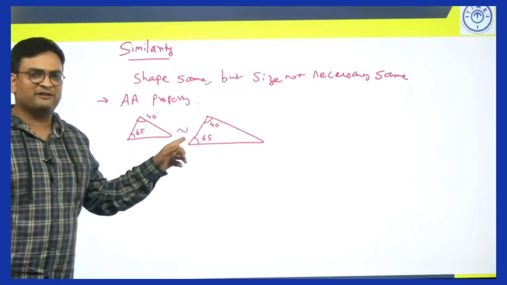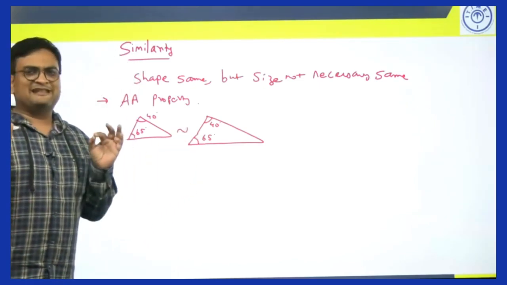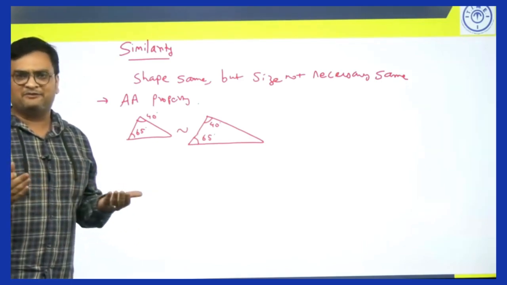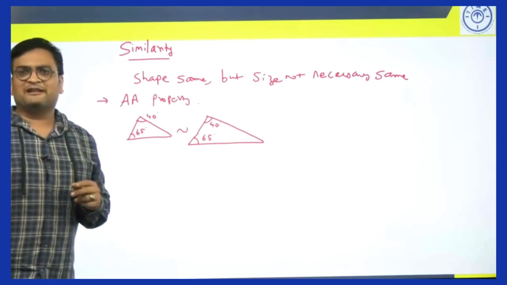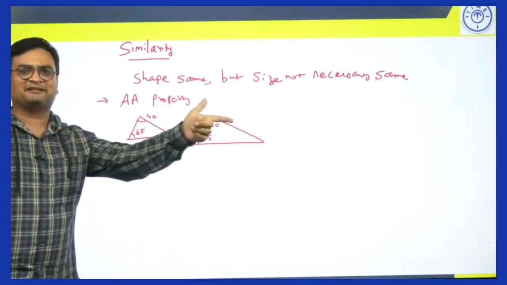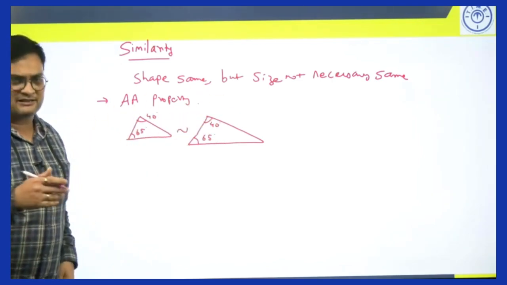This is the symbol for showing similarity. One of the easiest ways to prove similarity between two triangles is simple: prove two angles are equal. If two angles of one triangle are equal to two angles of some other triangle, we can say that the two triangles will be similar.